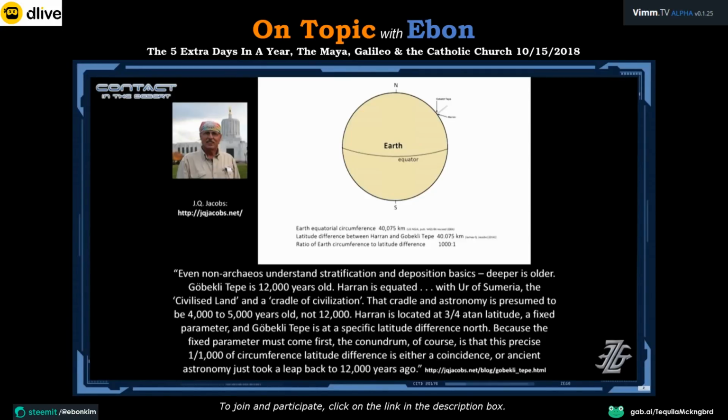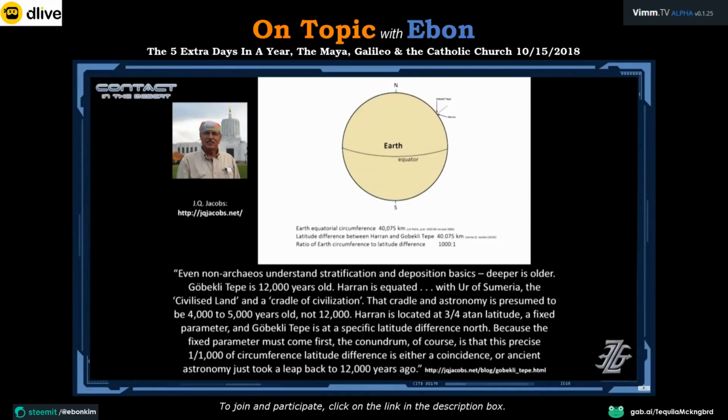Even non-archaeos understand stratification and deposition basics. Deeper is older. Göbekli Tepe is 12,000 years old. Haran is equated with Ur of Sumeria, the civilized land and a cradle of civilization. That cradle in astronomy is presumed to be 4,000 to 5,000 years old, not 12,000. Haran is located at 3/4 Atan latitude, a fixed parameter. And Göbekli Tepe is at a specific latitude difference north. Göbekli Tepe, it turns out, is 1/1000th of the Earth's circumference north, latitude difference north of Haran.